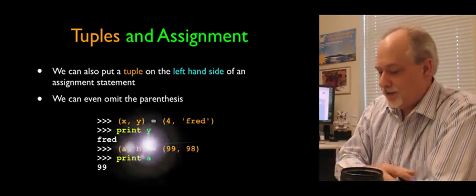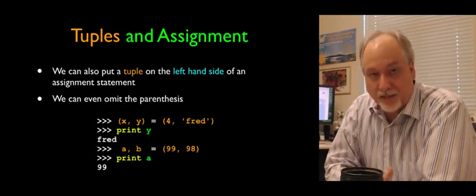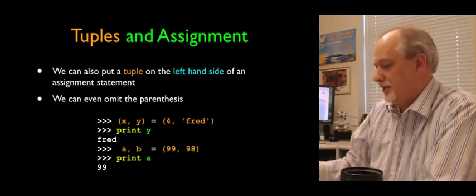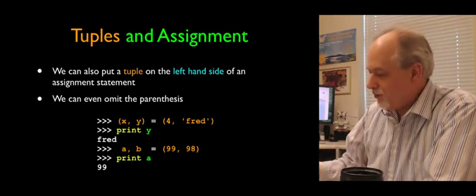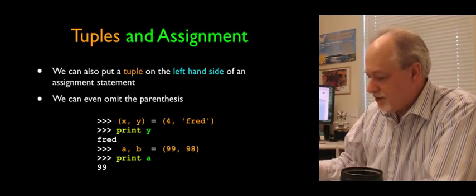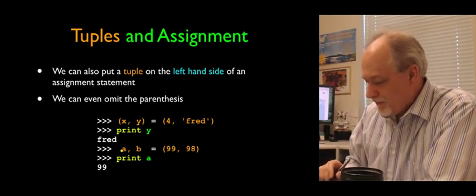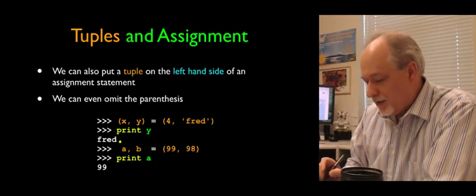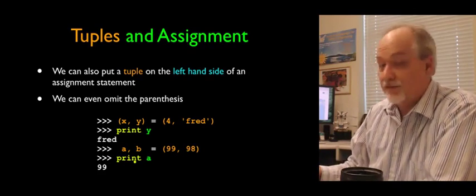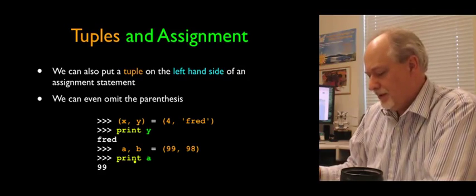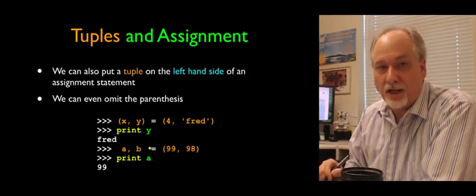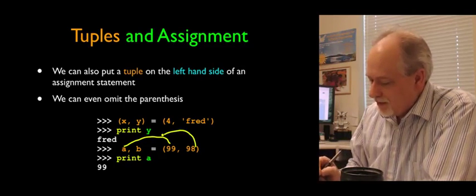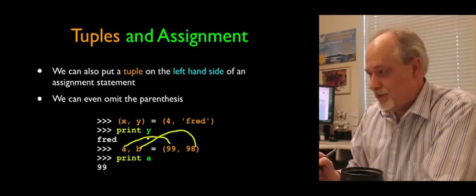Now, it turns out that you can syntactically eliminate the parentheses if you really want. This leads to a prettier syntax, I think. It's the exact same thing with or without parentheses, where we basically say A and B are assigned to the tuple 99, 98. So you can eliminate the parentheses as long as it's very clear what's going on in the tuple. This might be a little disquieting when you first see it, but it's just a tuple with no parentheses, and the 99 goes to the A and the 98 goes to the B.